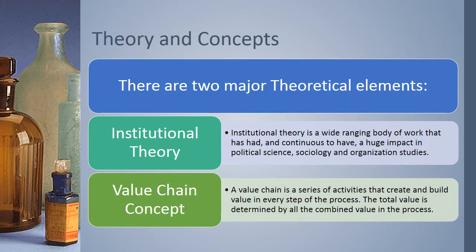Theory and concepts. There are two major theoretical elements. The first one is institutional theory. Institutional theory is a wide-ranging body of work that has had and continues to have a huge impact in political science, sociology, and organizational studies. The second one is value chain concept. A value chain is a series of activities that create and build value in every step of the process. The total value is determined by all the combined value in that process.